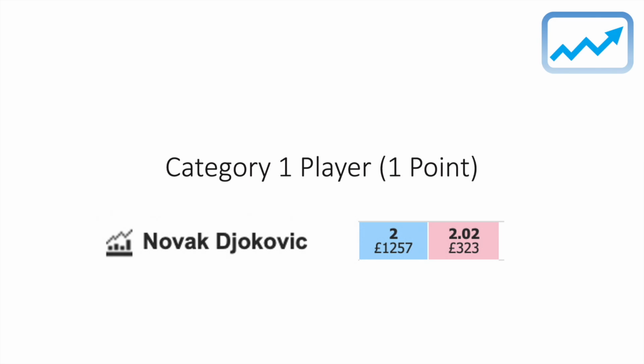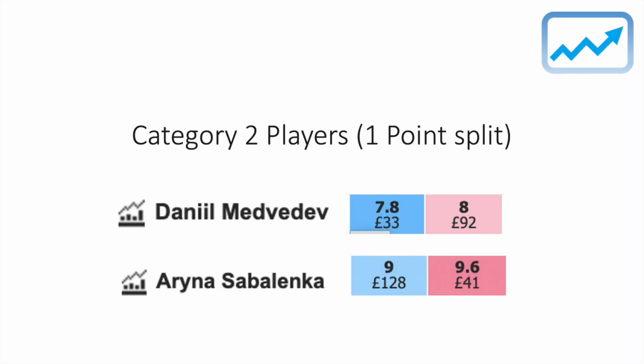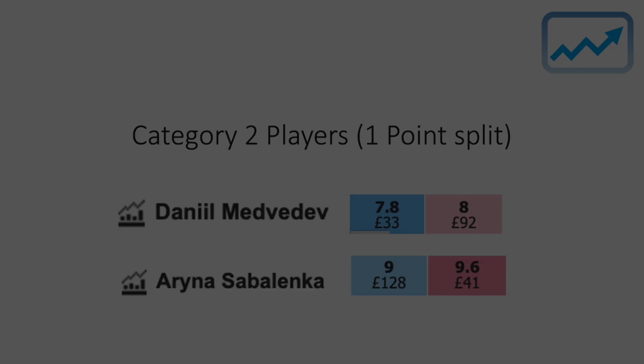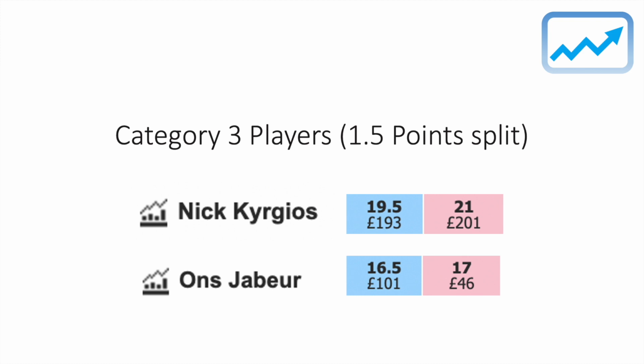Okay, so here are my selections for the Australian Open following this pre-tournament trading strategy. So my category 1 player, which is 1 player priced under the price of 5.0, is Novak Djokovic, priced at 2.0. Category 2 players, which are 1 point split over 2 players between the prices of 5 and 10, are Daniil Medvedev, priced at 7.8, and Sabalenka, priced at 9. The category 3 players, which are 1.5 point split between 2 to 3 players, I've gone for 2 players here. I've gone for Nick Kyrgios, priced at 19.5, and Ons Jabeur, priced at 16.5.